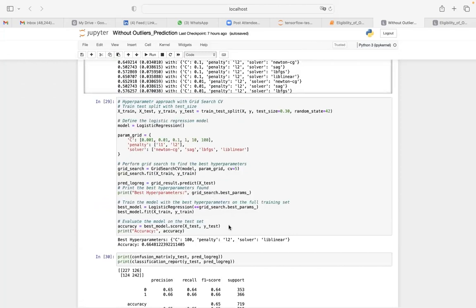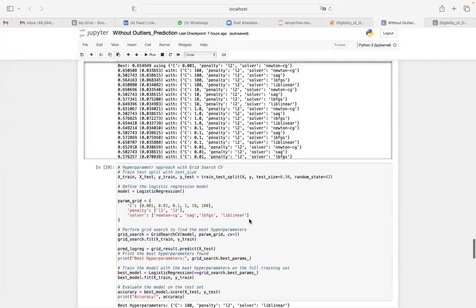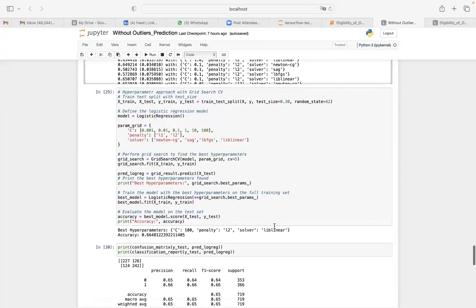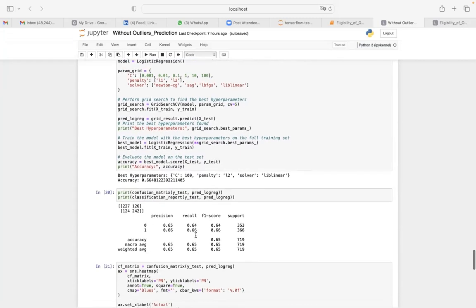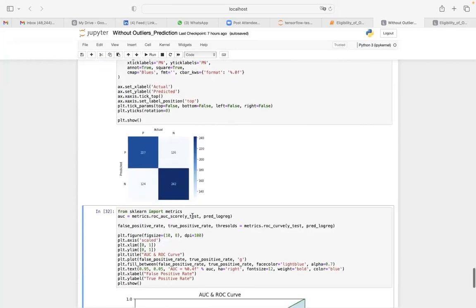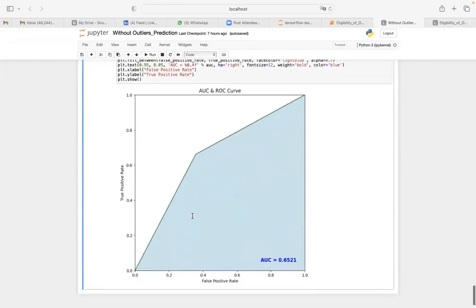Although it is taking L2, and also the most important, the solver method, it has taken as Newton method, and here it is linear. Obviously it is not making a lot of change, but it has improved by a very small value, almost 1%. Similar changes you can see in recall, and similar changes in the AUC and ROC curve.